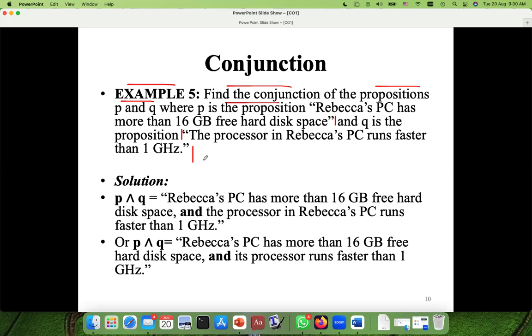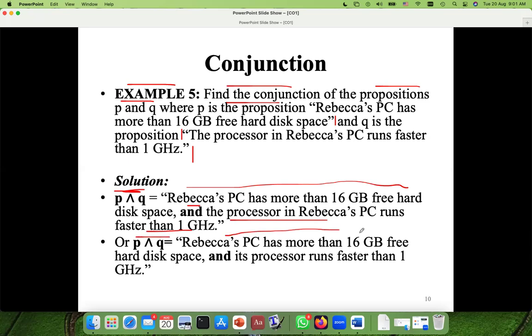But if you have to find the conjunction in terms of an equation, then you can use P, Q, and put the symbol between them. So P and Q, this is the mathematical representation. P and Q is equal to what? This is the first sentence which is given, and this is the second sentence which is given, and we are putting only "and" between them, nothing else. So this is the conjunction.